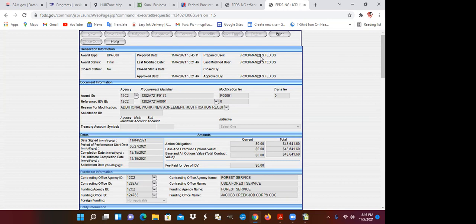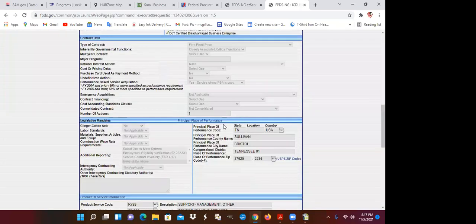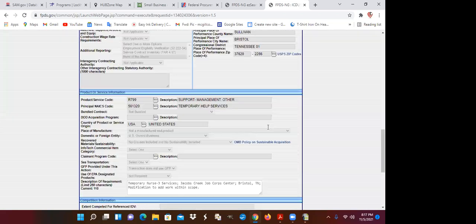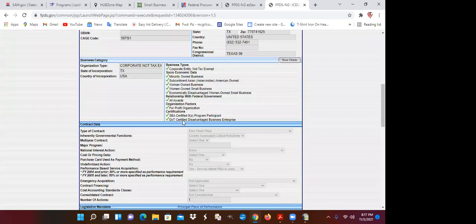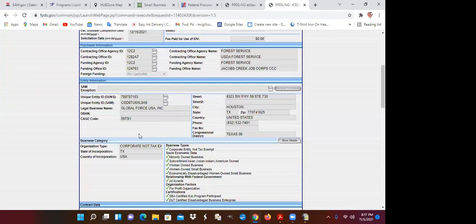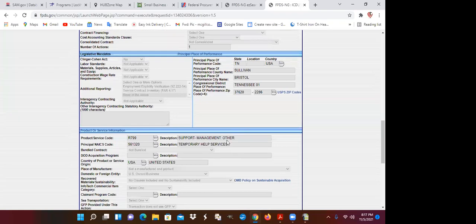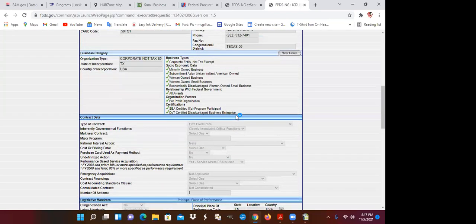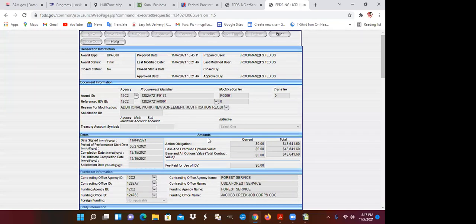When you contact them and you find out that they need work, let me see what the place of performance is for this. Place of performance. Yeah, this was in Bristol, Tennessee. And this company is out of Texas. So they're out of Texas and they got a little contract to send some nurses out to a Job Corps center.